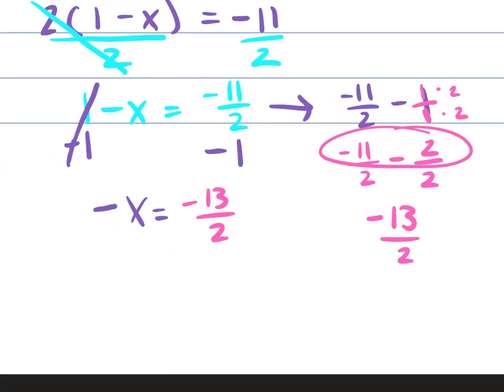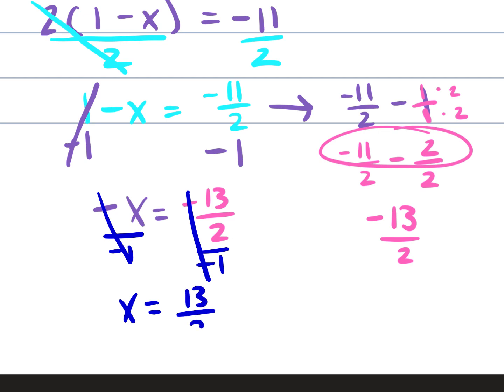So next, I have negative x. X is not alone yet. I have that negative in front of it. So to get the negative to the other side, I'm going to divide both sides by negative 1. So that turns into a positive. And then the right side's going to turn positive also. So this would be 13 over 2.